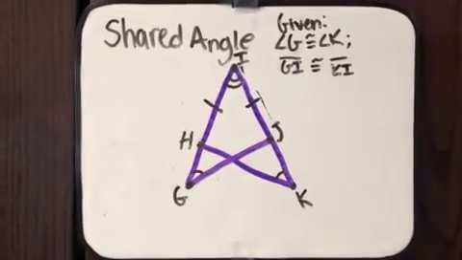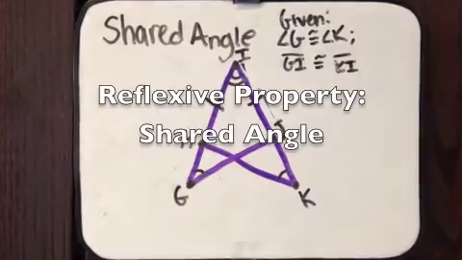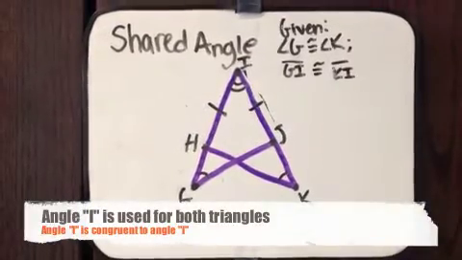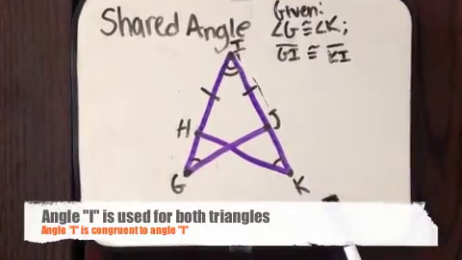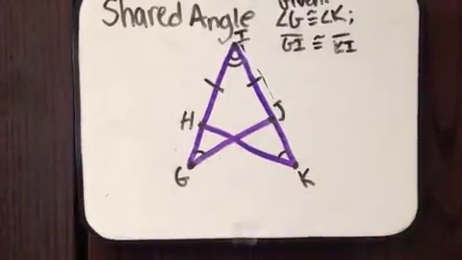Shared angle is another example of reflexive property. As you can see, triangle GIJ is congruent to triangle KIH.